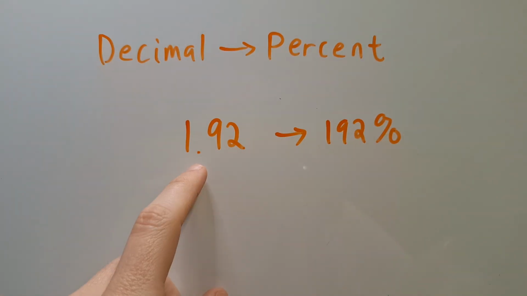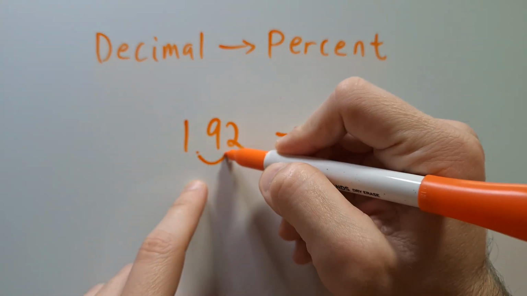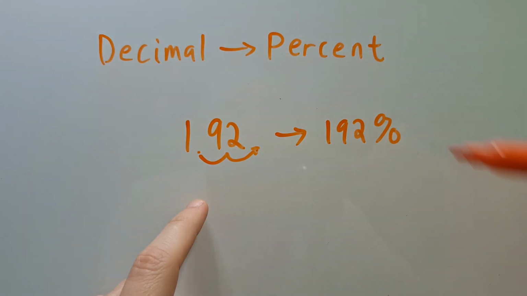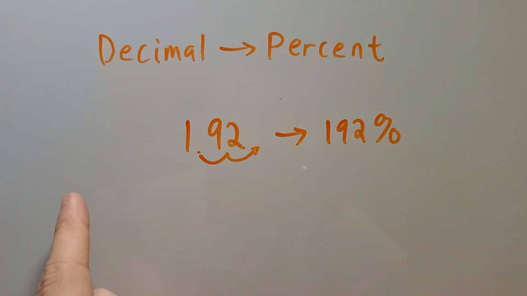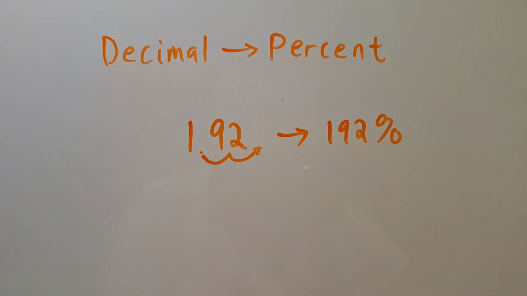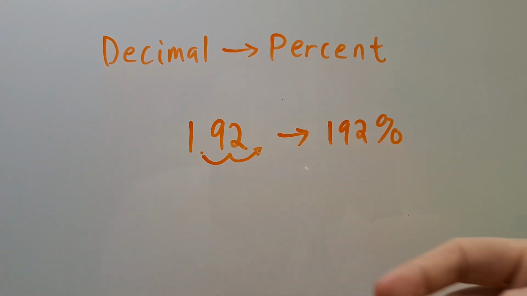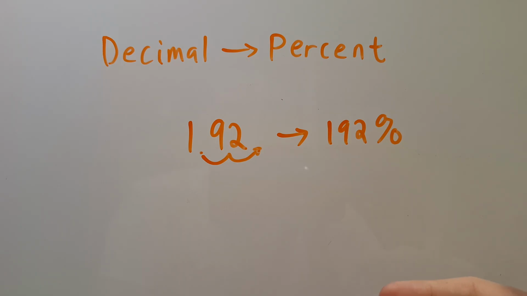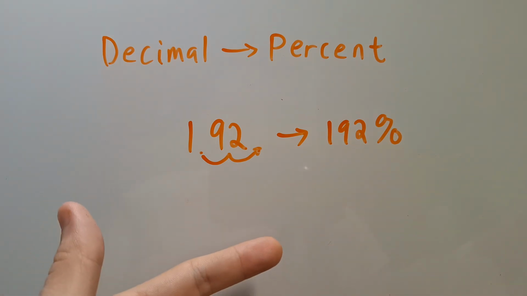Now remember, multiplying by 100, you move the decimal point 2 places to the right. In the other example, when we were doing percent to decimal, we were dividing by 100. So the decimal point would go 2 places to the left. Dividing by 100, 2 places to the left. Multiply by 100, 2 places to the right.